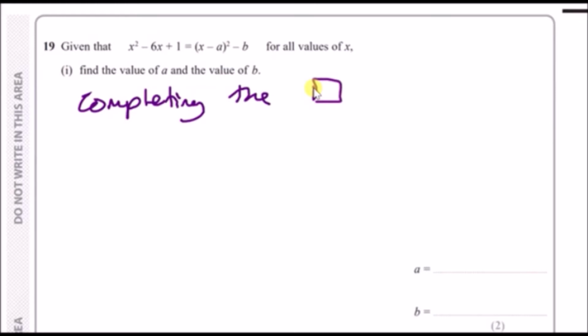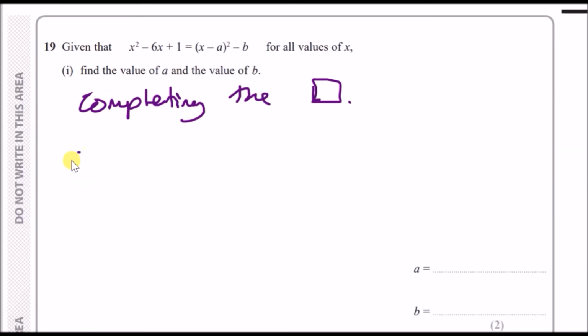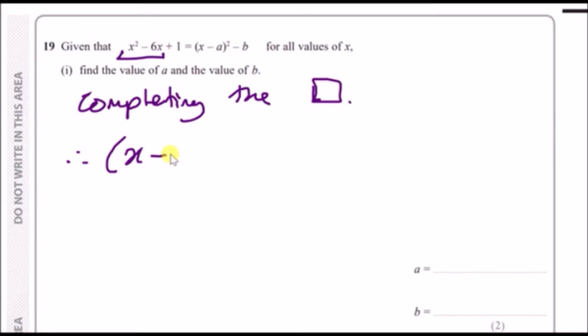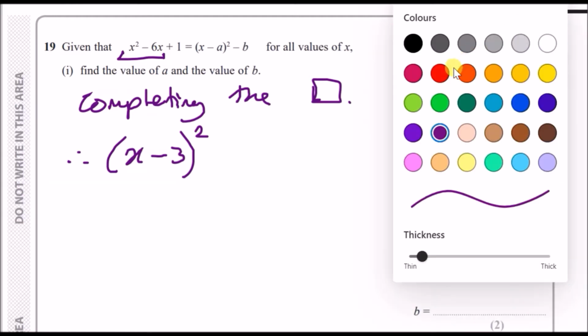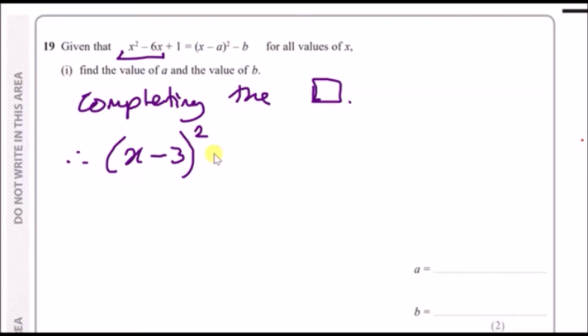Well, the first step you have to do for every single completing the square problem is to underline the first two terms. Okay, so x squared minus 6x. And then you're going to do a little square bracket and write x minus. And for the 6, you're going to half it and make it 3. So you can think of it as trying to make a whole square, and 3 plus 3 is 6. So you always half it.